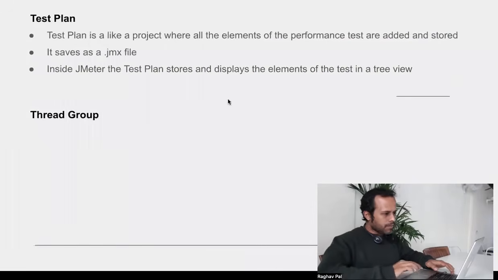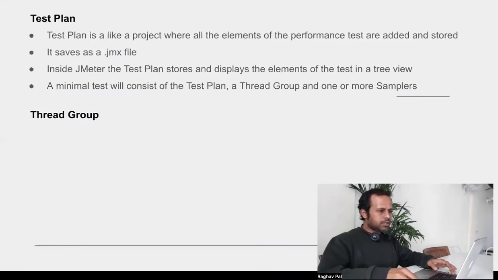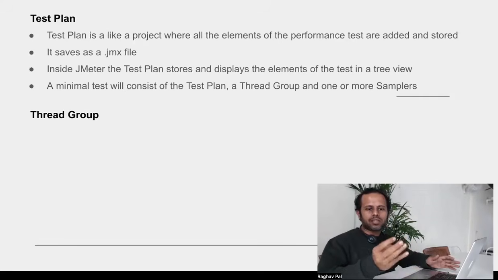Now, if I talk about thread group, coming back to test plan, in a test plan, at minimum, you should have a thread group and one or more samplers. This is the minimum requirement to run any test. So you should have a thread group and at least one sampler in a test plan.